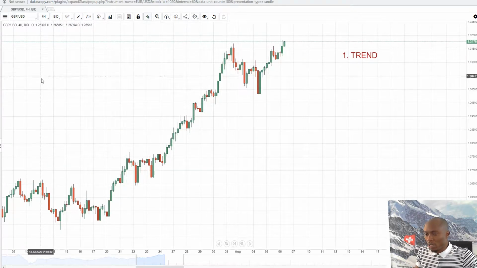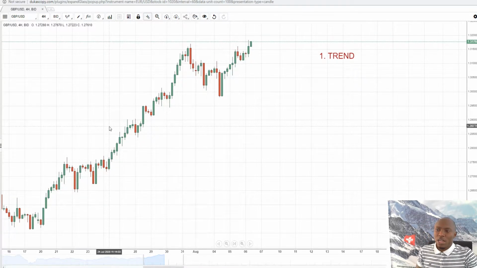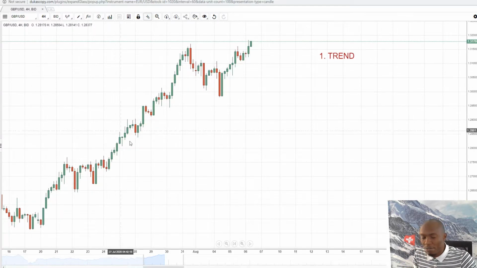Okay, let me put it like this. Right now, this is British pounds, US dollars, right? So on the 4 hours time frame, what are you looking at? What are you seeing right now on the 4 hours time frame? You can see that this trend is an uptrend on the 4 hours time frame.